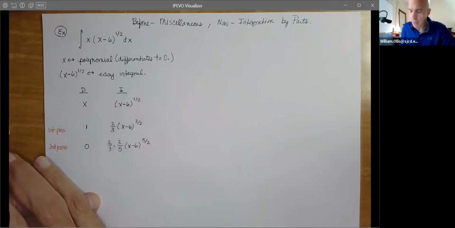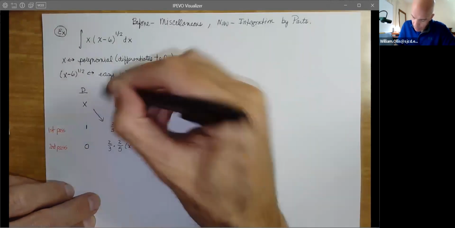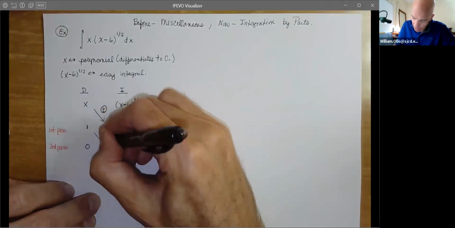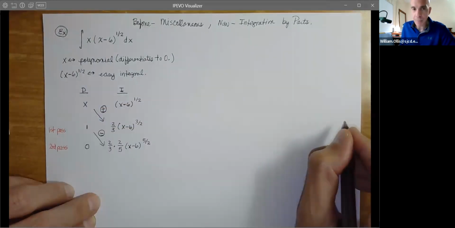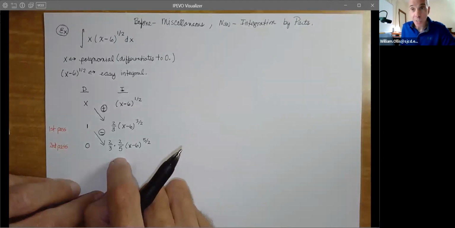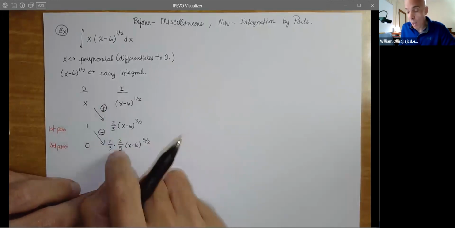We can do that. So now look. Plus, there's our first UV, and this is the second UV with the second assignment, with a minus sign, because of the minus sign in the integration by parts formula. It's amazing. Miscellaneous substitution is time consuming. This is easy. And you're thinking, wow.